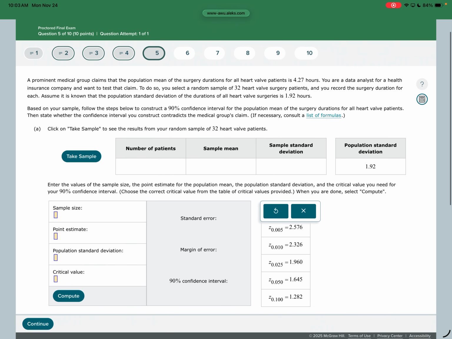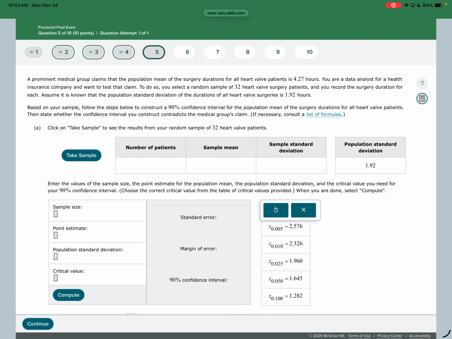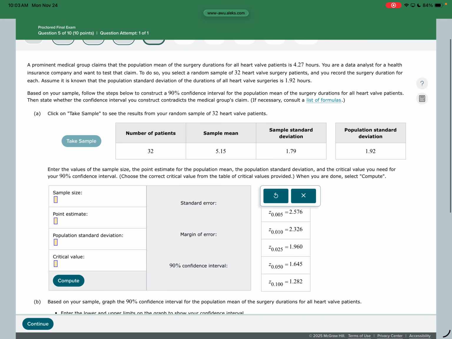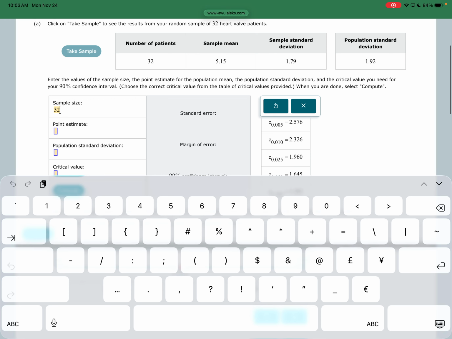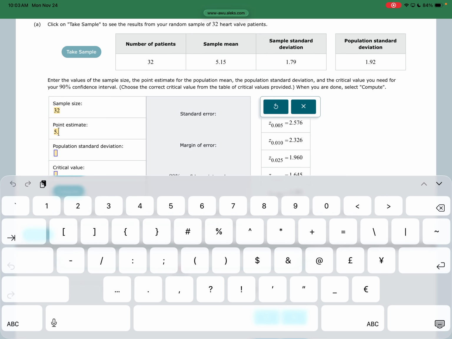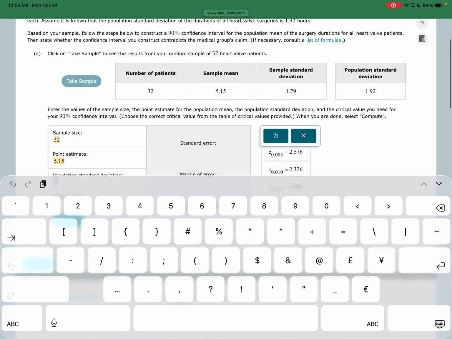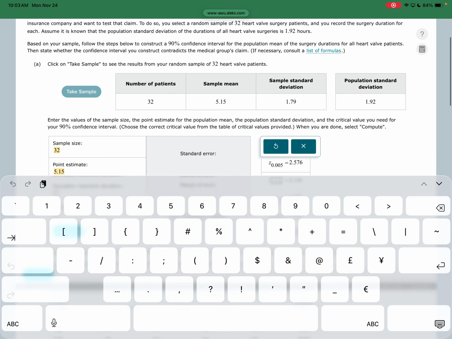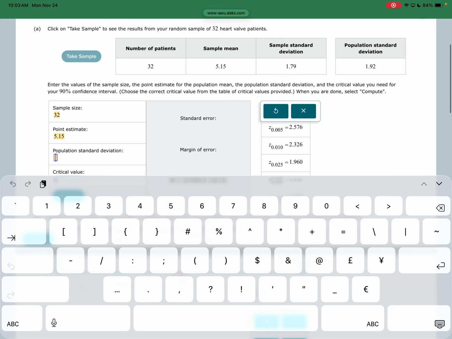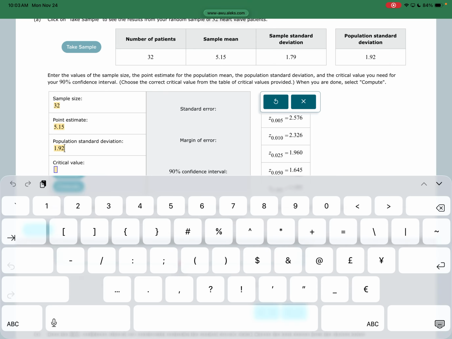All right, number 5 moves on to confidence intervals. I'm not going to read that all because we do a sample of 40 and do a 90% confidence interval. So we sample 32 people. The point estimate, our average of these people, is 5.15. What are we doing? How long it takes to do heart surgery. So 5 hours and 15 minutes. The population standard deviation, make sure you use the population one, not the sample one.